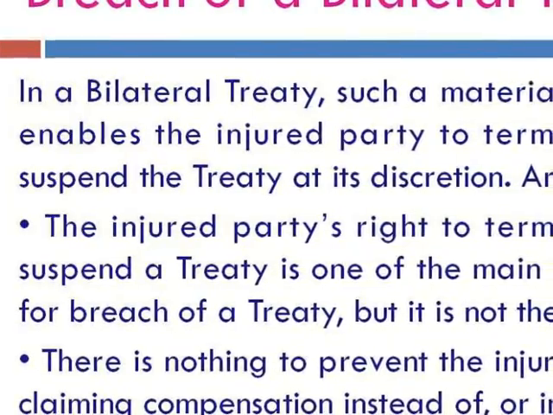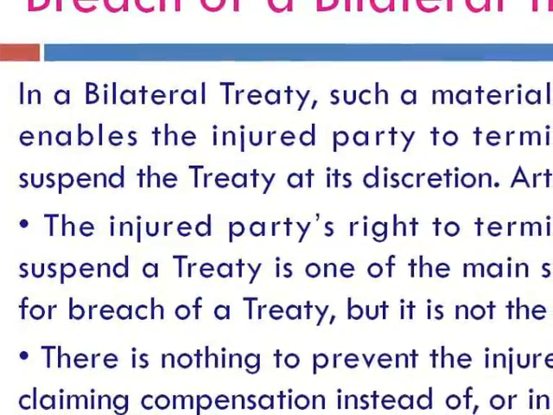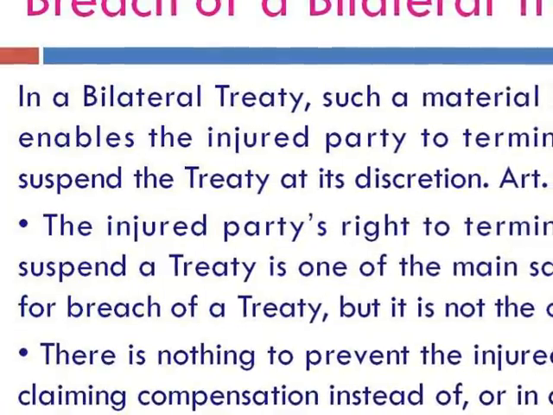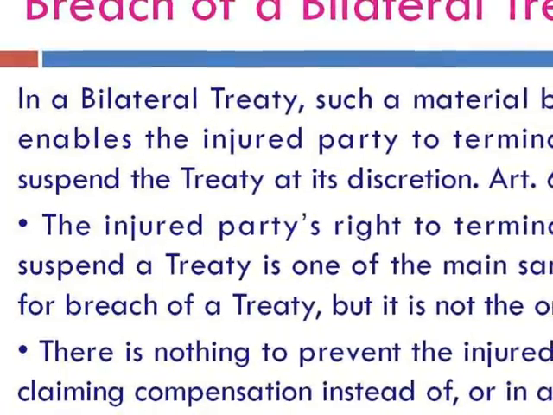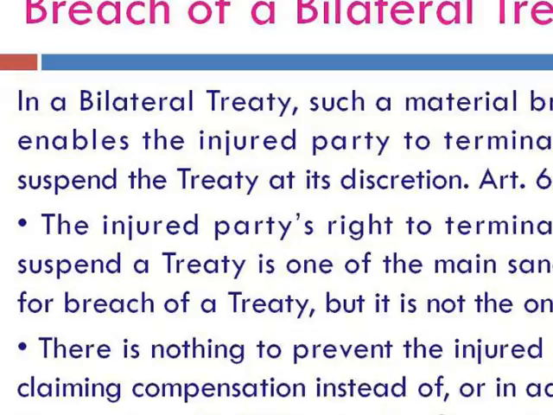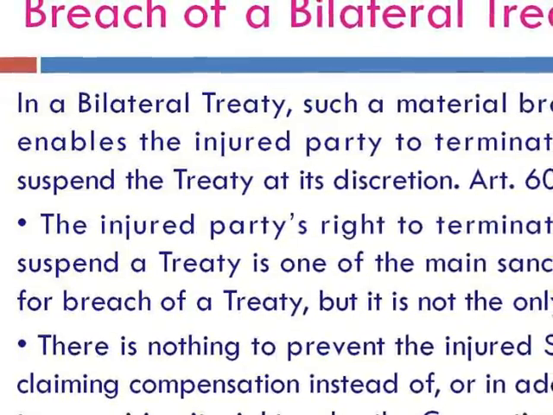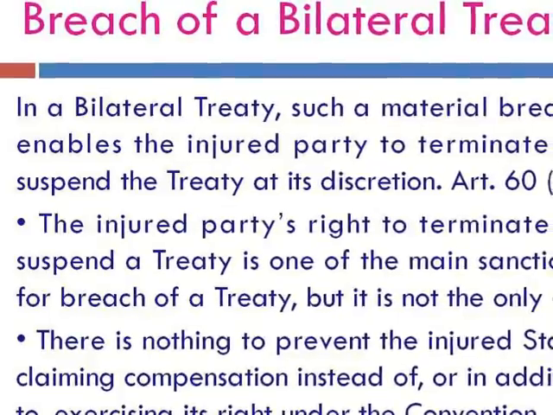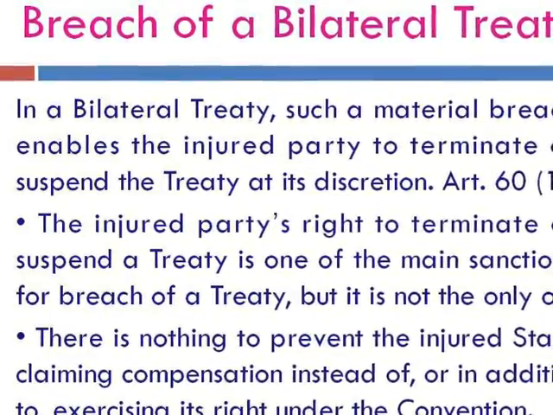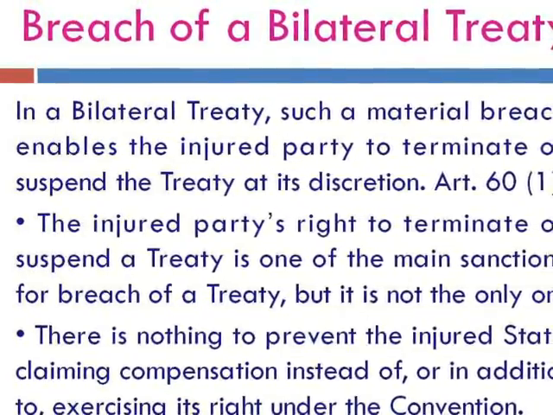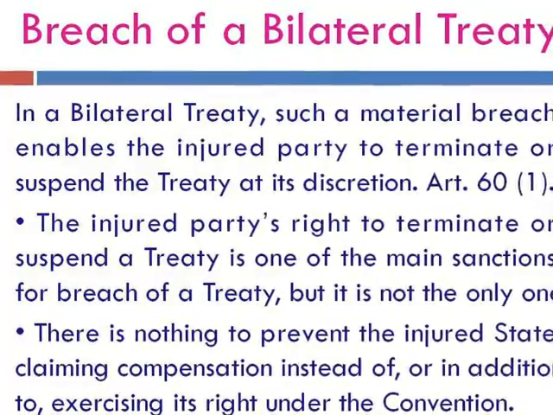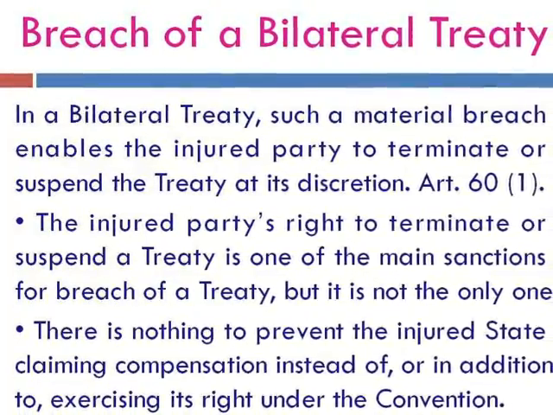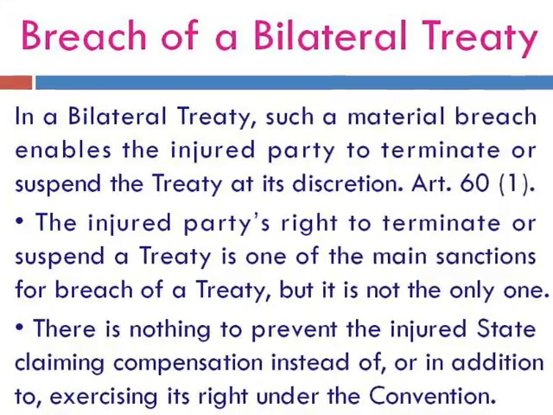Breach of a bilateral treaty. In a bilateral treaty, such a material breach enables the injured party to terminate or suspend the treaty at its discretion, Article 61. The injured party's right to terminate or suspend a treaty is one of the main sanctions for the breach of a treaty, but it is not the only one. There is nothing to prevent the injured state claiming compensation instead of, or in addition to, the exercise of its rights under the convention.